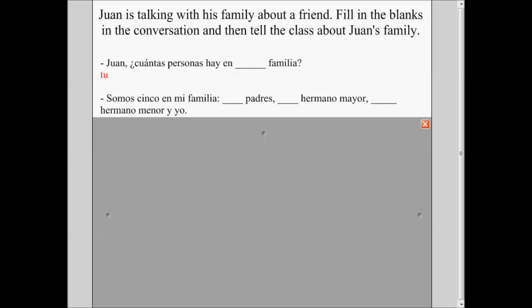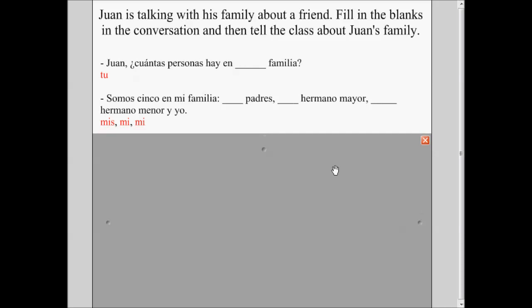Okay, somos 5 en mi familia. Blank padres, blank hermano mayor, blank hermano menor, y yo. If we're using possessive adjectives, then some will have to be plural, but most are just going to be singular. What do you think the answers are? That's right. Mis padres, mi hermano mayor, and mi hermano menor.